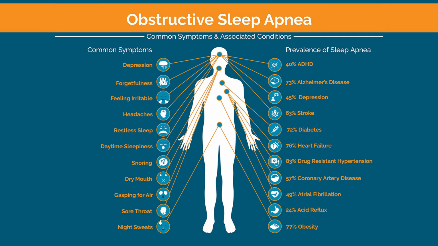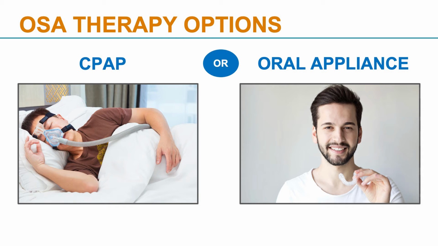It is presently estimated that over 800,000 people in the United States have undiagnosed and untreated obstructive sleep apnea, and these numbers are increasing yearly. Now that we have a better understanding of what obstructive sleep apnea is and how serious of a health threat it is, let us look at different therapy options that are available.